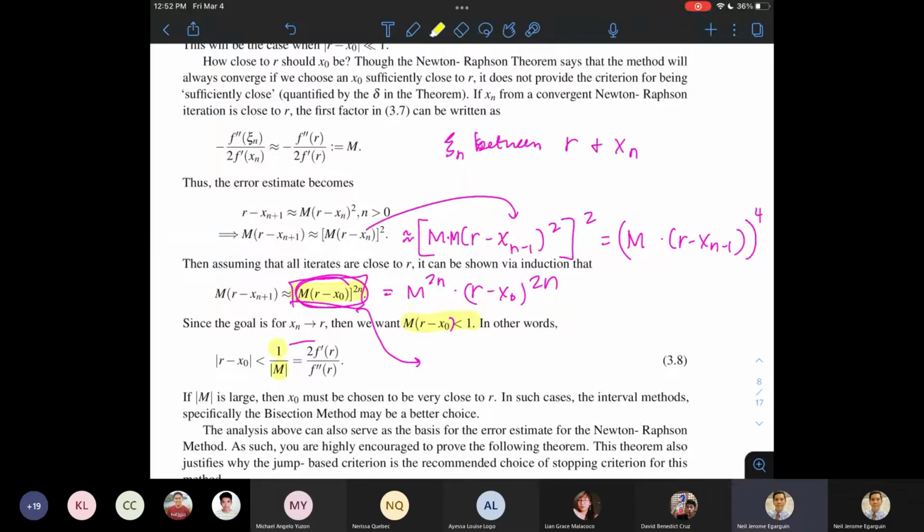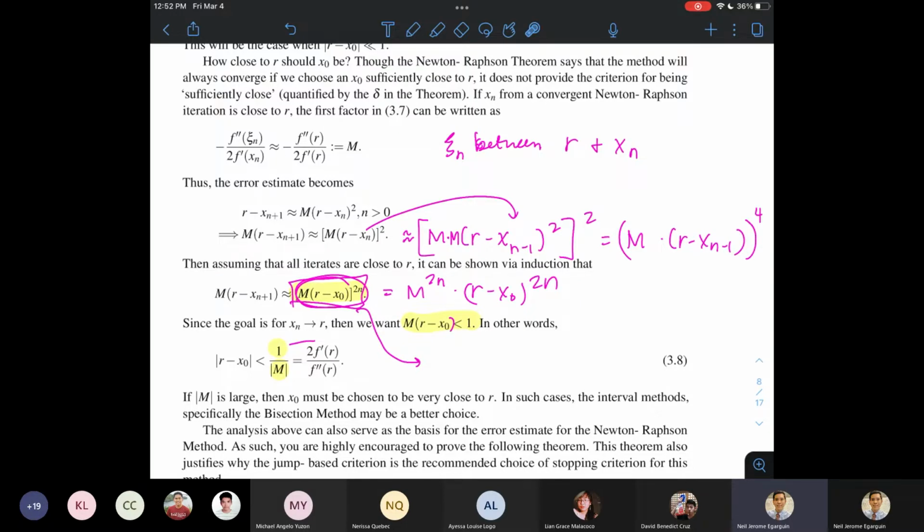So ano ibig sabihin niya? Dapat pala para mag-converge quadratically yung Newton Raphson method, dapat yung x sub 0 natin, piliin natin na malapit kay r at ano yung bound para doon, ano yung pinakamalaking distansya na pwede nating payagan between them. That's 1 over the magnitude of m. But what is 1 over the magnitude of m? That is 2f prime of r over f double prime of r. Okay? Which is still a problem because we really don't know what the value of r is. Kasi nga yun yung root nating hinahanap.